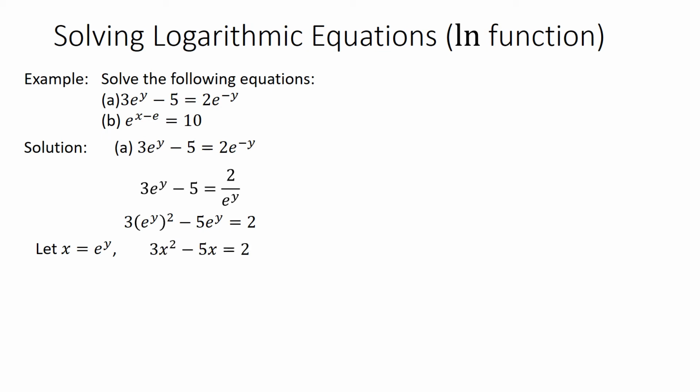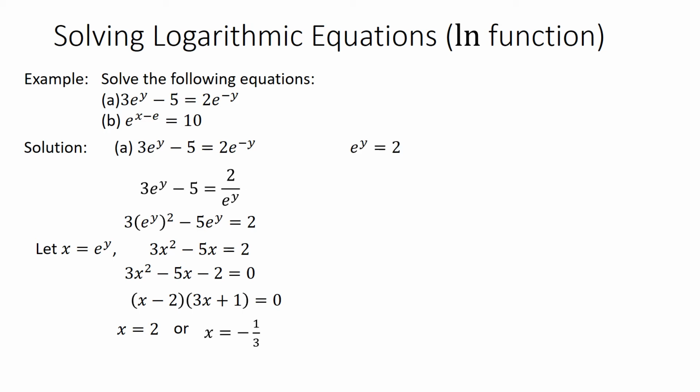It becomes 3x squared minus 5x equals 2, or 3x squared minus 5x minus 2 equal to 0. Factorize: x minus 2 times 3x plus 1 equal to 0. x equals 2, or x equals negative 1 over 3. So from here all the way to this step, we just solve the equation like we are solving the indices equation. Okay, now we substitute back: e to the power of y equals 2.